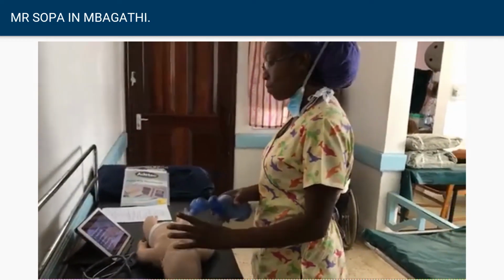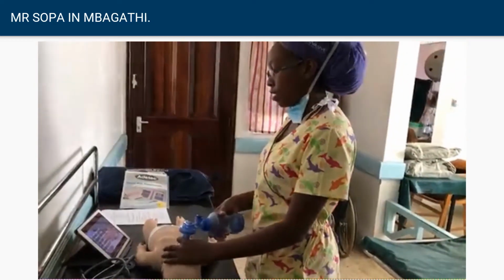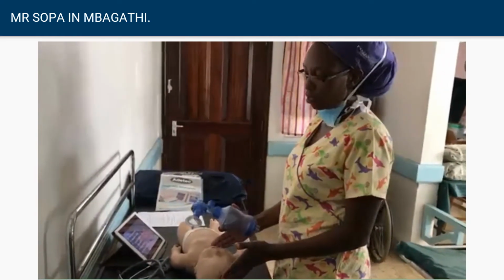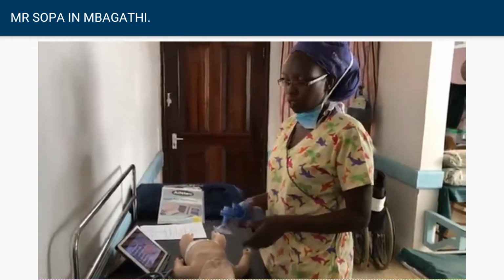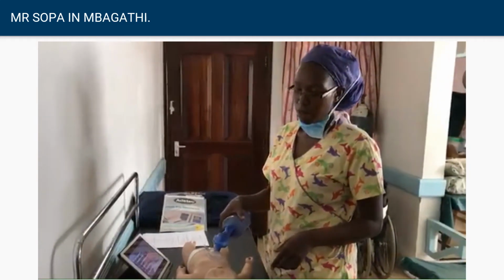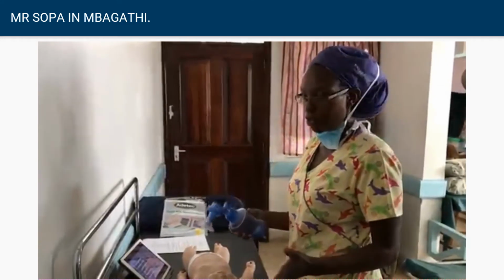Adjust my mask and make sure it's airtight. Very good. And then I reposition. I just check whether my airway is open. And then I continue. If there are any secretions, I'll suck the mouth and the nose, just to make sure the airway is open.